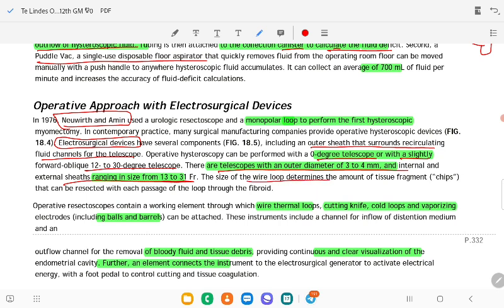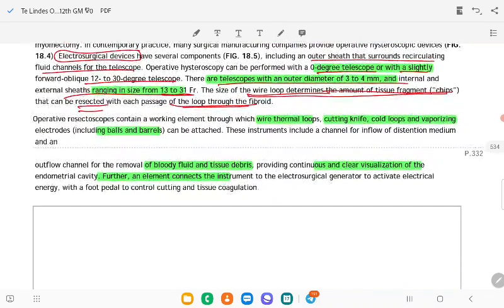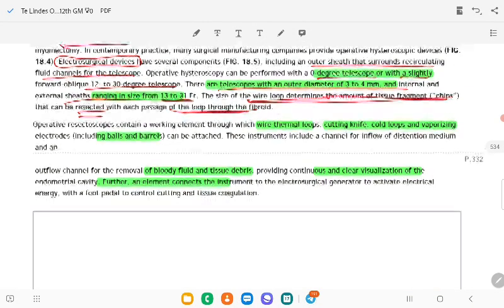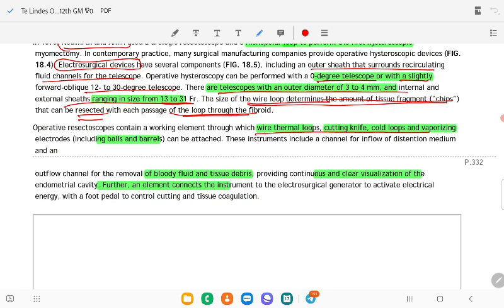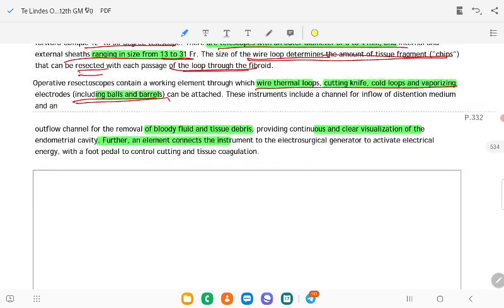The size of the wire loop determines the amount of tissue fragment chips that will be resected with each passage of the loop through the fibroid. The resectoscope contains a working element with the wire thermal loop, cutting knife, cold loop, and vaporizing electrode, including valves and barrels.